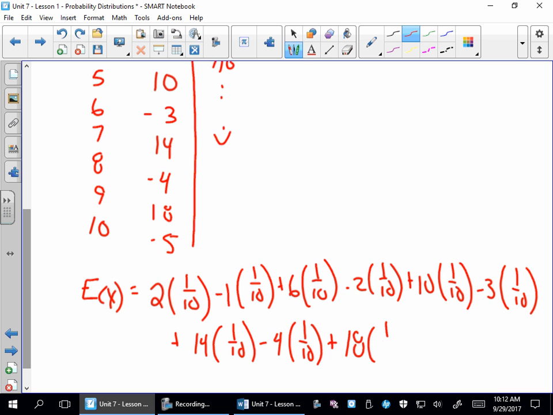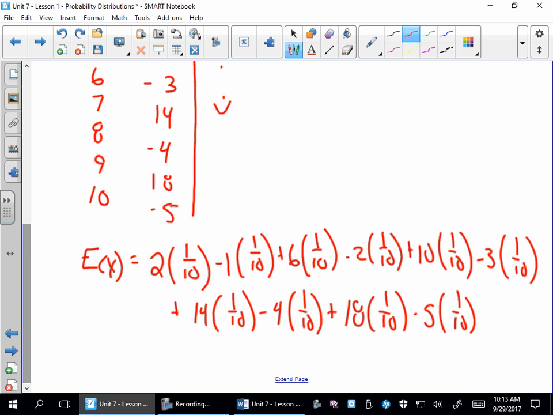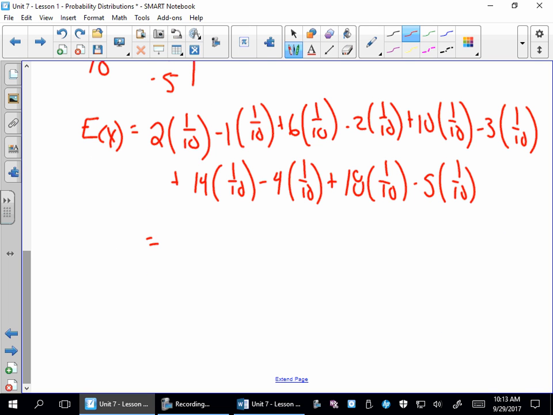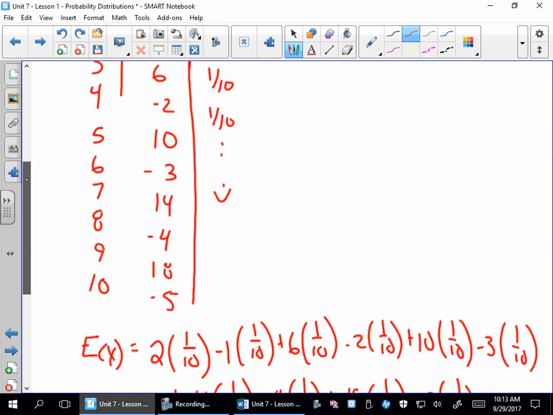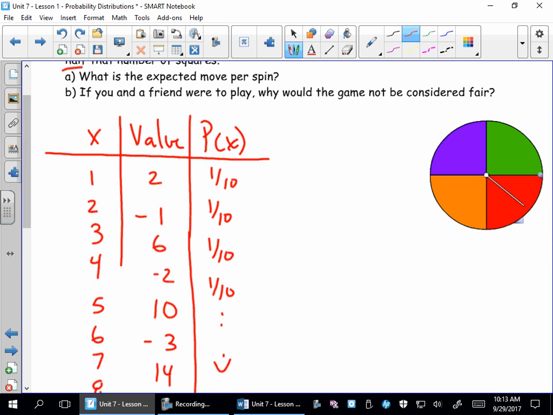Forwards, the last one of those, and then backwards. Okay, and if I put that all together, I end up with a calculation of 3.5. So theoretically, they should expect to move forward 3.5 spaces every time, just like when you roll a dice with 1 to 6 faces on it, you should expect to get 3.5. If you and a friend were to play, why would the game not be considered fair?